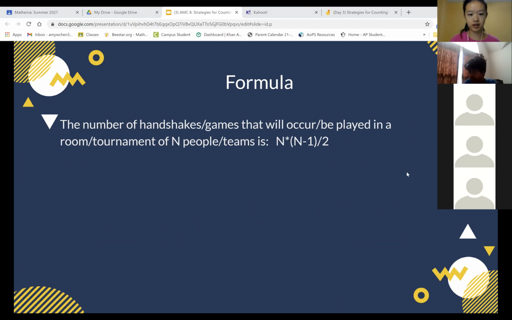And this is a little formula for the number of handshakes or games that will occur in a room or tournament. The number of handshakes that will occur in a room of n people is n times n minus 1 divided by 2. The same thing applies for games.